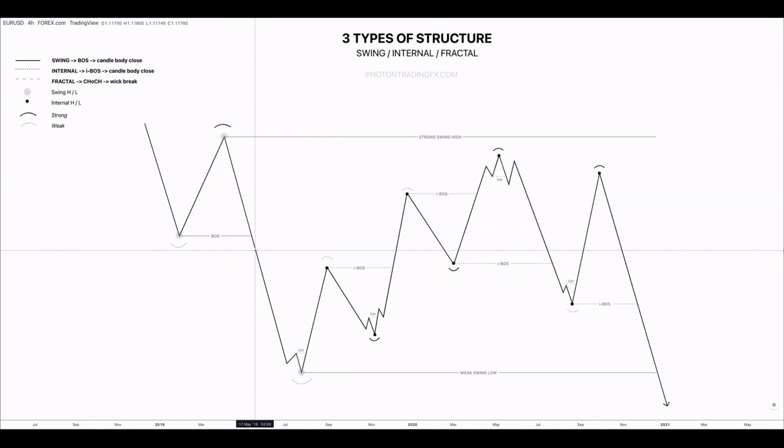So obviously, once we get that swing breaker structure, we expect the swing pullback. There's a lot of confluence and concepts that we can use to anticipate when this pullback may happen and how we can even try and get in to buy this and get long and trade that. But for this lesson, and particularly this structure in this module, we're only going to be focusing on market structure, and that's all I want you to be thinking about. And for now, just one time frame as well.